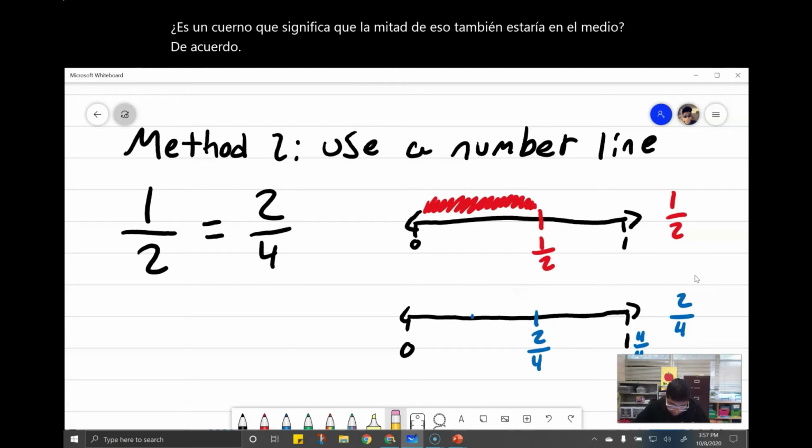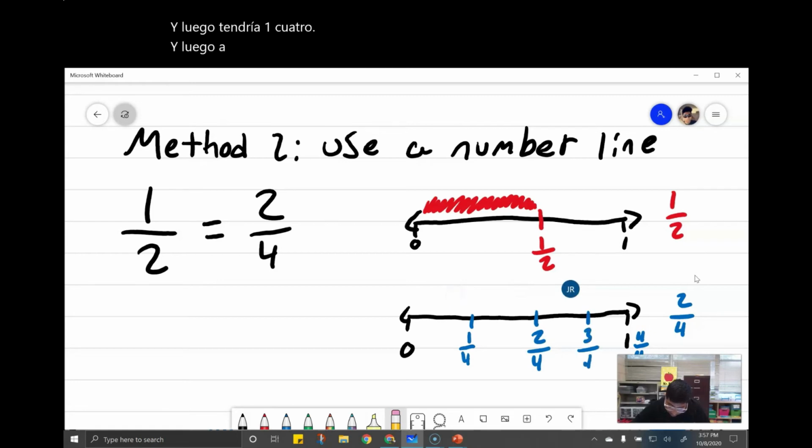And then I would have 1/4. And then right here would be 3/4. So I'm going to shade in 2/4. 1, 2. So now my question to you is, are they the same?